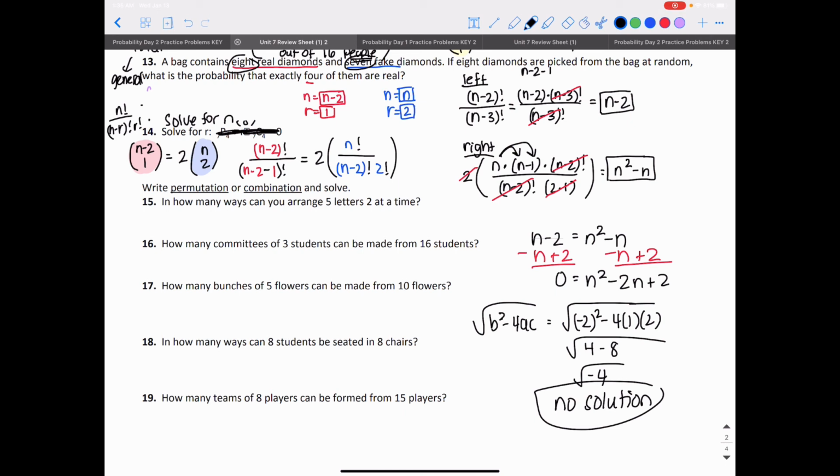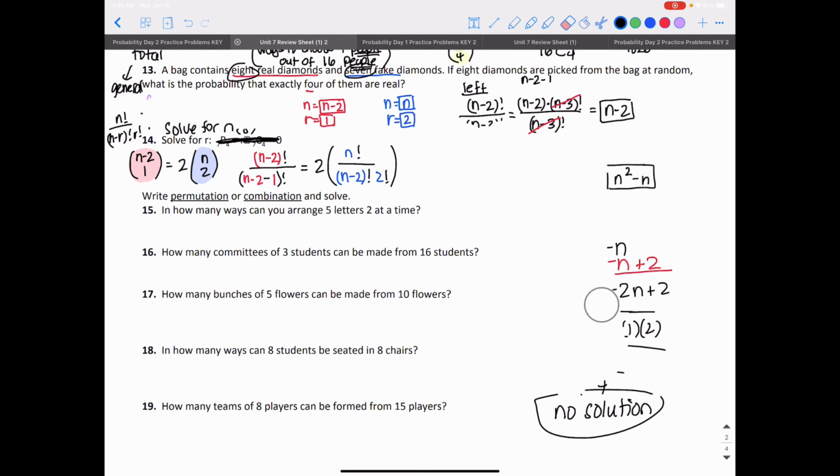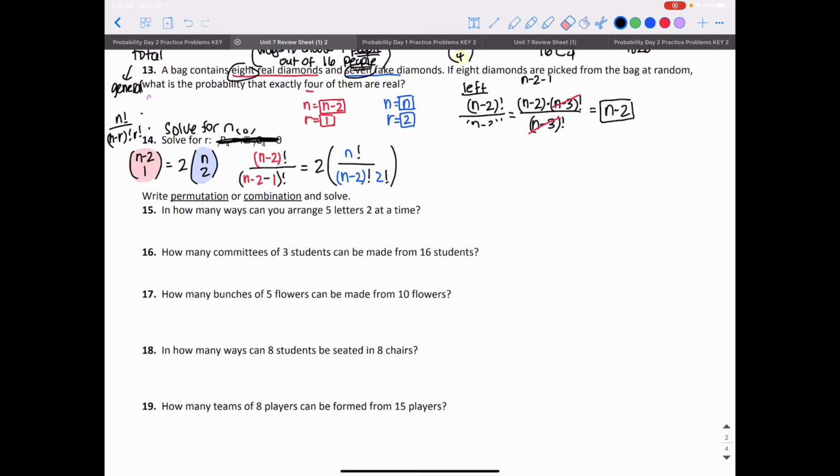Because n is going to be how many to choose from, and it doesn't make sense for that to be an imaginary number. All right, I'm going to erase all of this so we have space for the next problem. Okay, so 15, 16, 17, 18, and 19, I want to know if it's a permutation or combination, and then I'm going to solve. So in how many ways can you arrange 5 letters 2 at a time?